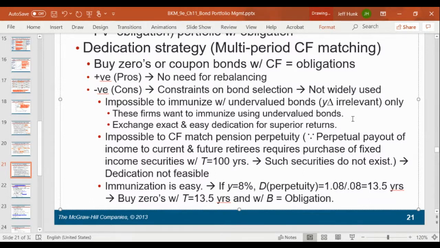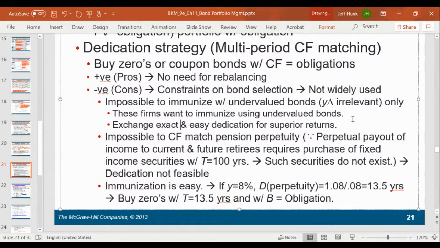Now why undervalued bonds? First of all, the portfolio manager or the firm, like an insurance company, they always want to make something out of this. I mean, think about it. If you exactly match your asset value with the future value of your liabilities, when you pay out at maturity, you have nothing left. Make sense?